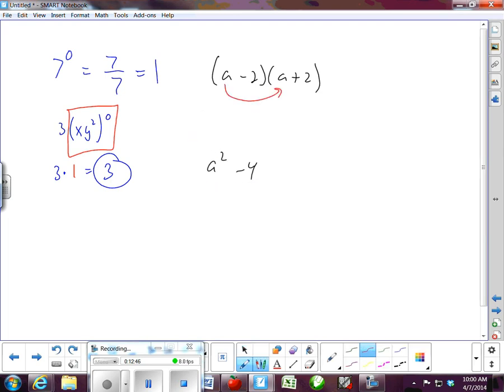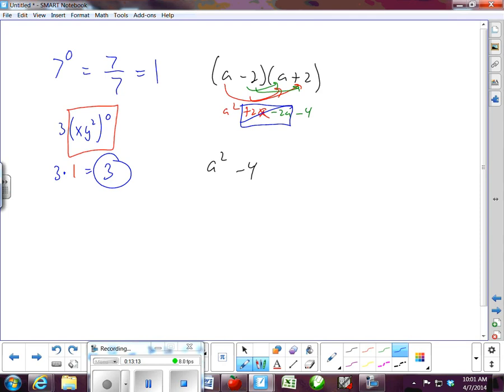You're going to distribute a times a squared. A times positive 2, positive 2a. Negative 2 times a, negative 2a, negative 2 times positive 2, negative 4. What happens in the middle? A positive 2a and a negative 2a end up at 0, and you get a squared minus 4. Difference of 2 squares. So be aware of those. Look for those. Expect those.